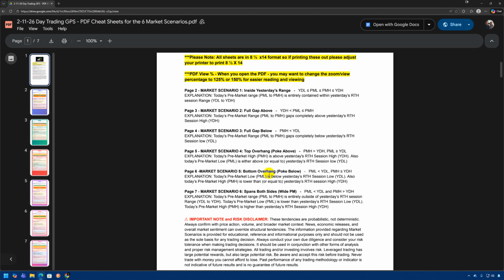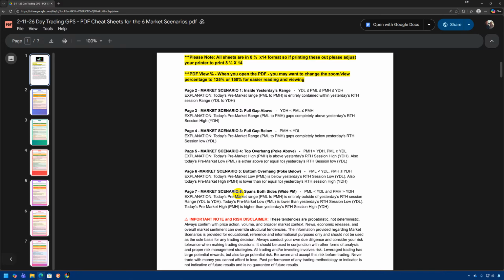Market scenario 5, bottom overhang poke below. Today's pre-market low, the PML, is below yesterday's RTH session low, YDL. Also, today's pre-market high, the PMH, is lower or equal to yesterday's RTH session high, the YDH. And finally, market scenario 6 spans both sides, wide PM.